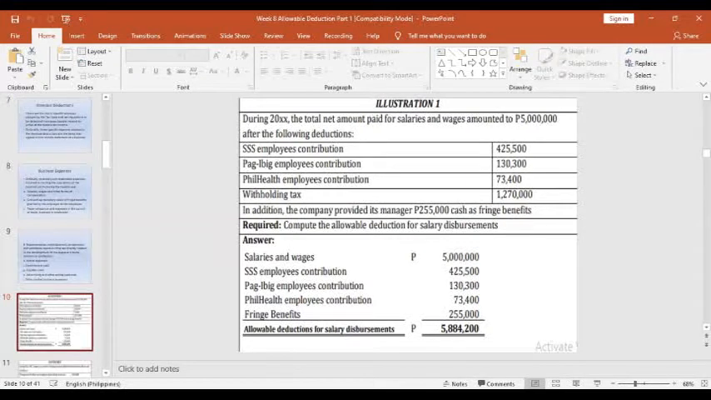255,000. So the allowable deduction for the salary disbursement as the business expense to be deducted to the gross taxable income is 5,884,200.